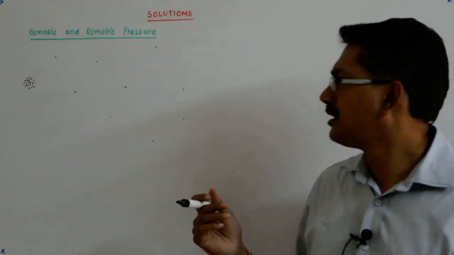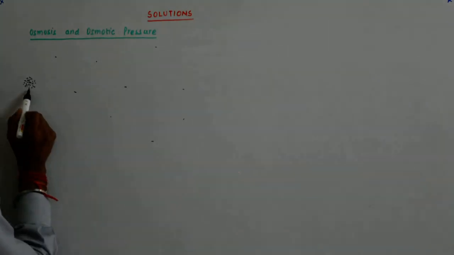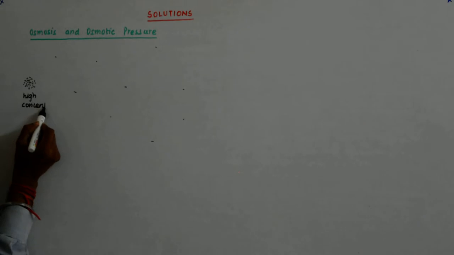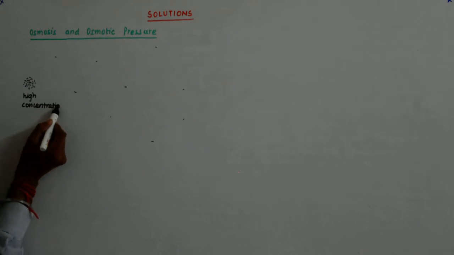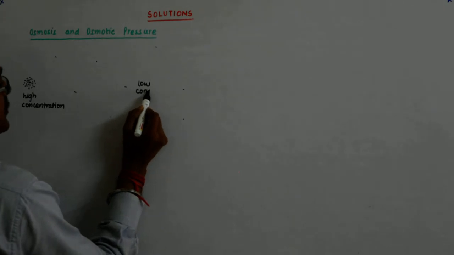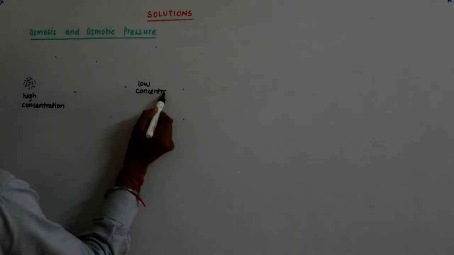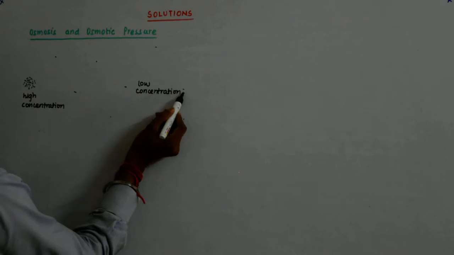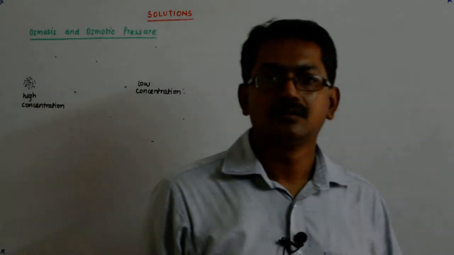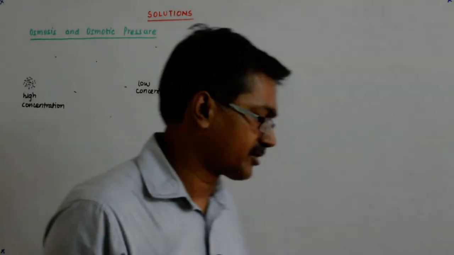Why does that happen? Because the particles that are here with a high concentration, they move from high concentration to low concentration. We get the point. They move from high to low concentration, and this process, we were told, is called diffusion, right?